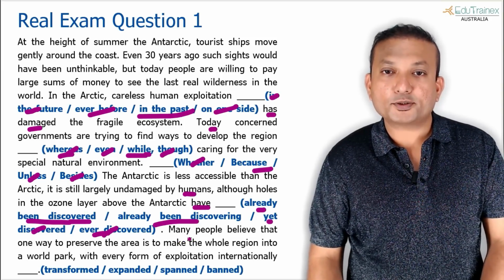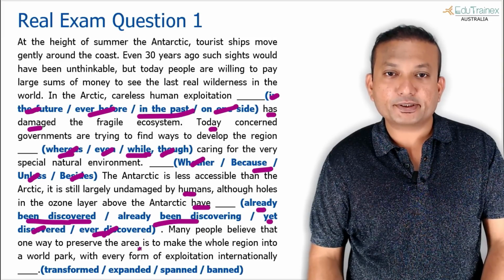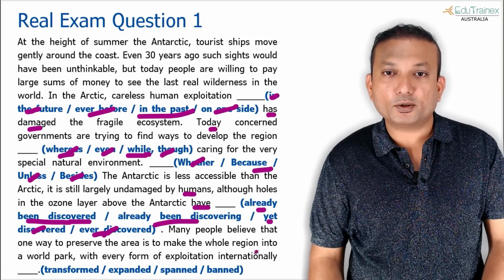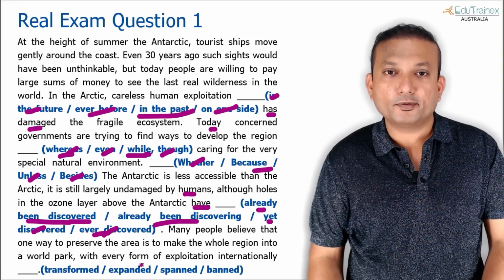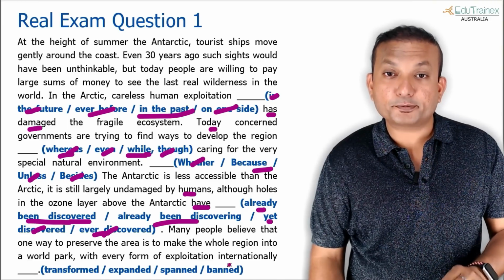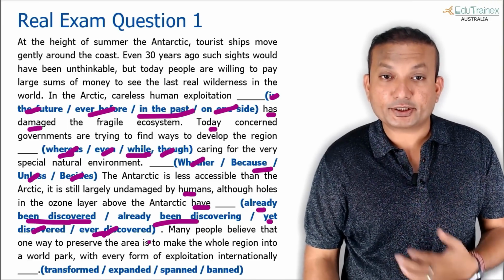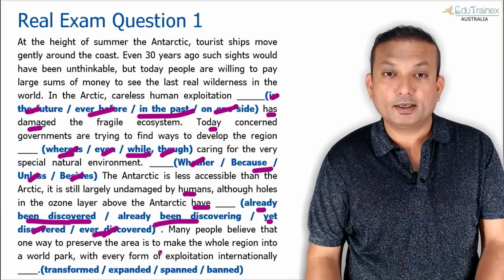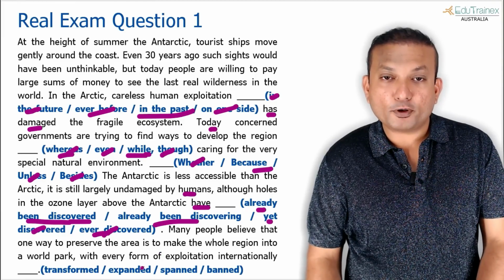And the last one. Many people believe that one way to preserve the area is to make the whole region into a world park with every form of exploitation internationally dash. Internationally what? Internationally, every form of exploitation.